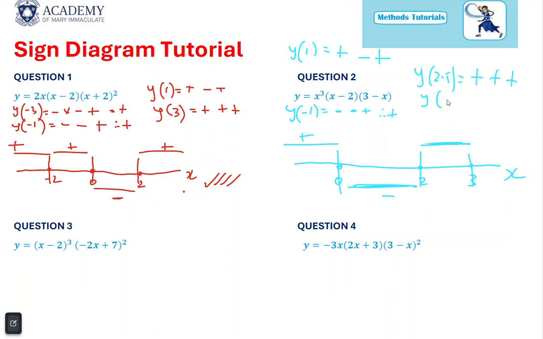And y of 4 will be positive. 4 minus 2 is positive, and 3 minus 4 is negative. We're going to be down here.